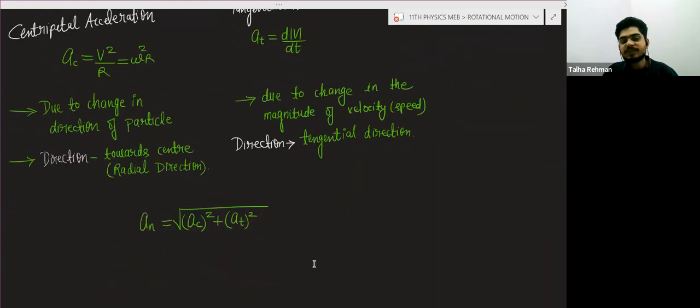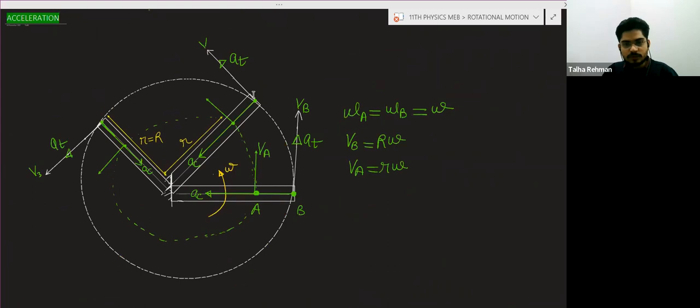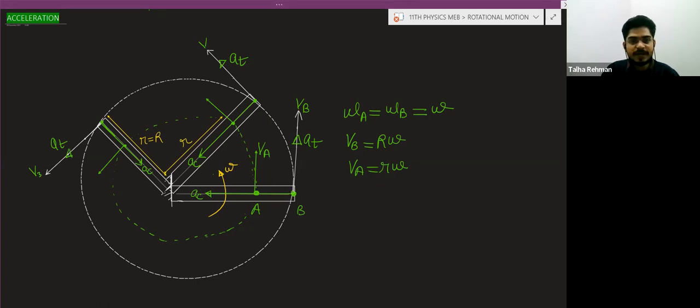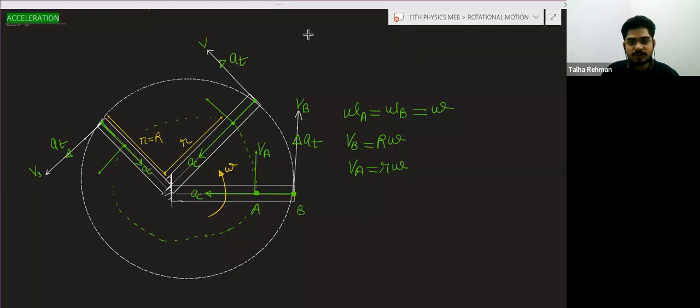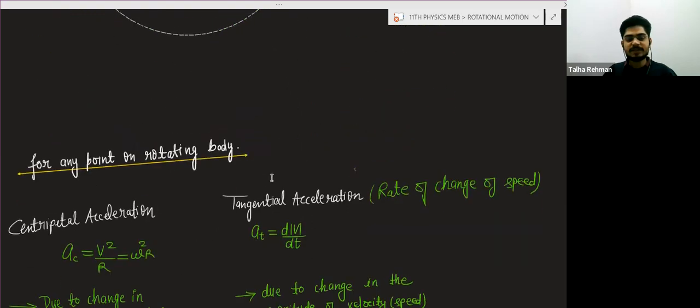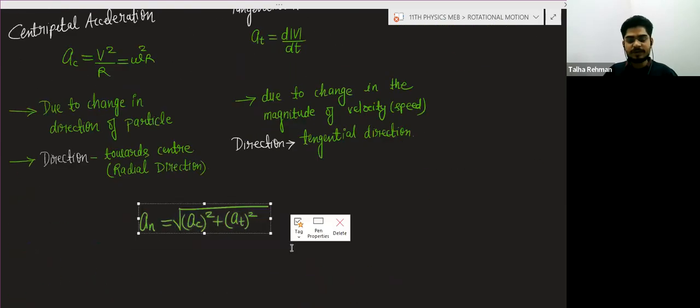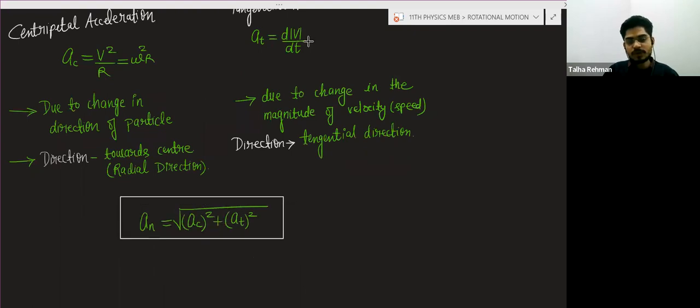And net acceleration due to this. Basically in this direction there is tangential acceleration, in this direction there is centripetal acceleration. Due to this there will be one net acceleration. Suppose net acceleration is in this direction. This is the net acceleration, which is given by this. Already we have discussed. So I have told you all the things of circular motion will be used in rotational motion.